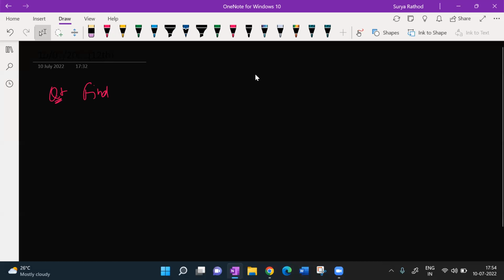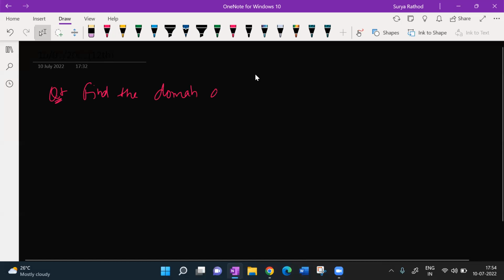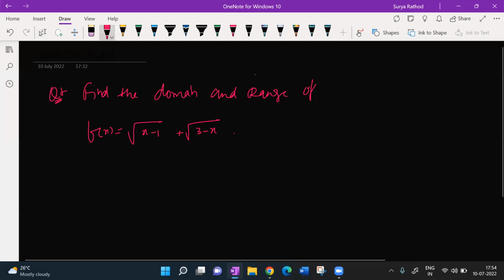Find the domain and range of f of x is equal to square root of x minus 1 plus square root of 3 minus x. Okay, everyone solve this question quickly.